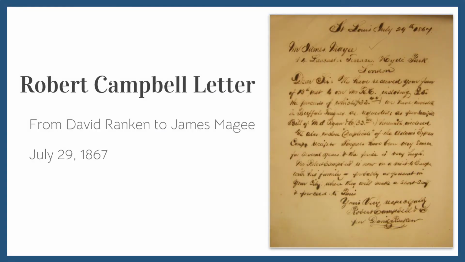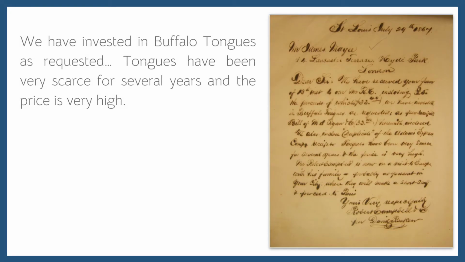Let's take a closer look at a primary source from the Robert Campbell family collection. This letter, dated July 29, 1867, is from Campbell's clerk, David Rankin, to a business associate, James McGee. It documents a transaction conducted on behalf of Campbell. In the letter, Rankin writes, "We have invested in buffalo tongues as requested. Tongues have been very scarce for several years and the price is very high."